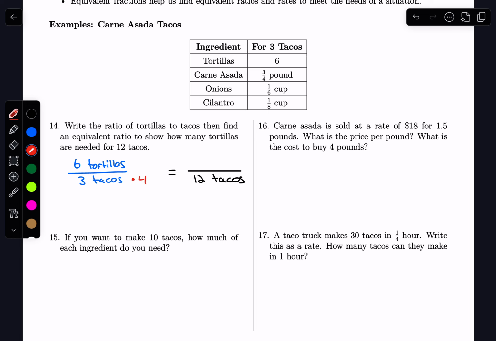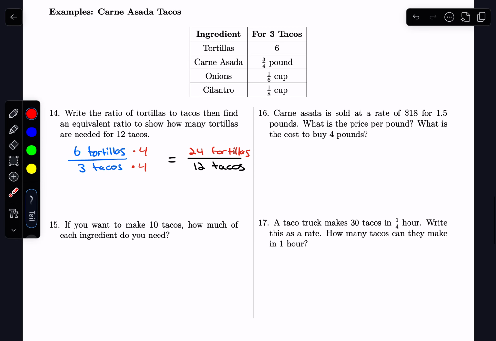So I'll multiply the bottom by 4, and I'll do the same thing on top. 6 times 4 on top gives me 24 tortillas. So I then know that 12 tacos will require 24 tortillas. And I was able to do all that by just setting up an equivalent ratio. All right, number 15 is going to test our knowledge of fractions here a little bit.